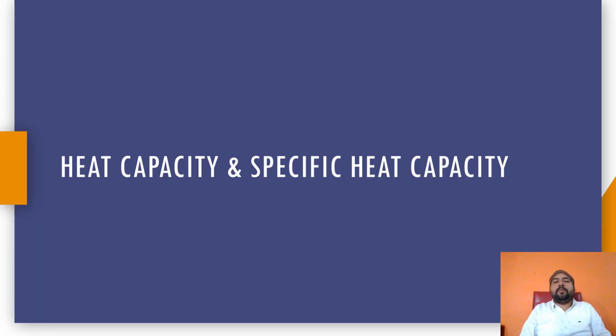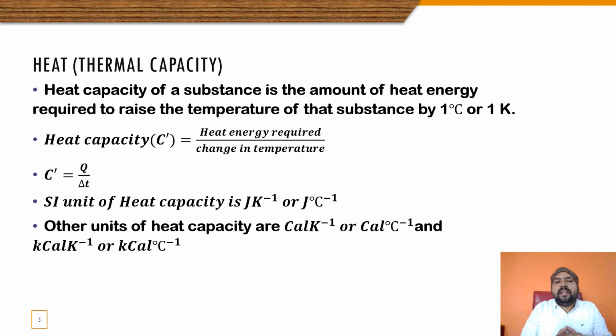Let's move to the next topic, heat capacity and specific heat capacity. These two are very important topics that we need to know. When we say heat or thermal capacity, we need to know that the heat capacity of a substance is the amount of heat energy required to raise the temperature of that substance by 1 degree Celsius or 1 Kelvin, because we know that whether it is increasing 1 Kelvin or 1 degree Celsius, both mean the same.